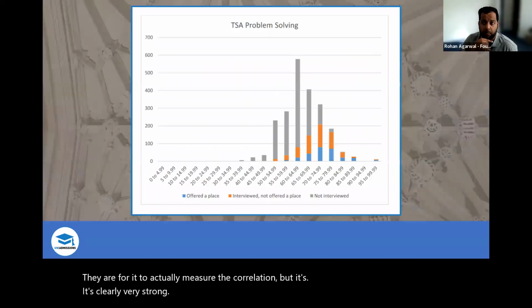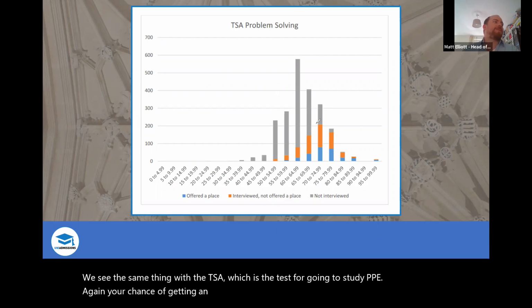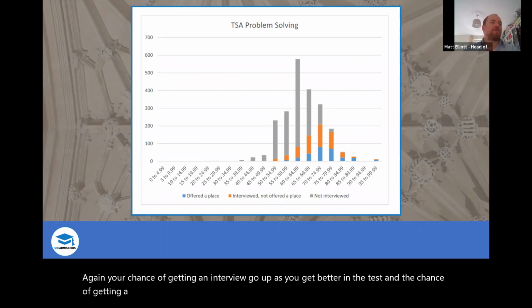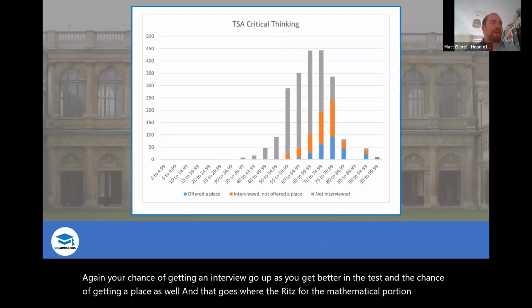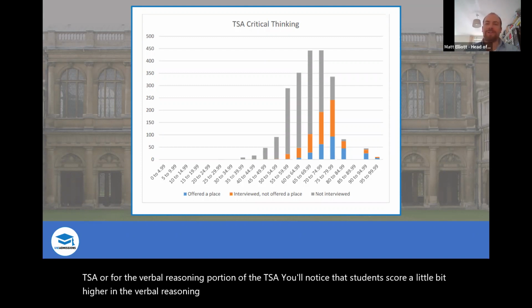We see the same thing with the TSA, which is the test for going to study PPE. Again, your chance of getting an interview goes up as you get better in the test, and the chance of getting a place as well. And that goes whether it's for the mathematical portion of the TSA or for the verbal reasoning portion of the TSA. You'll notice that students score a little bit higher in the verbal reasoning one, which is one to watch out for.